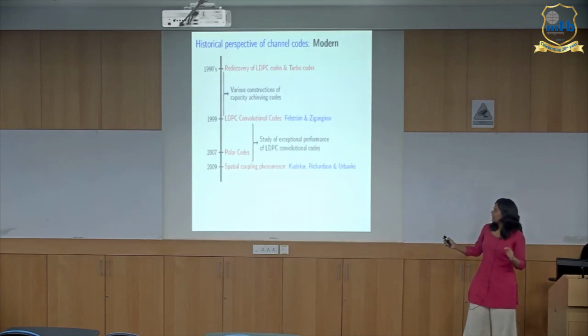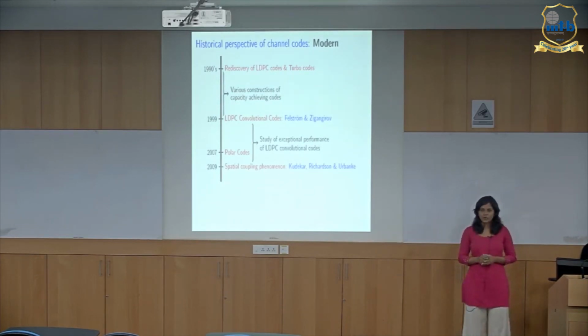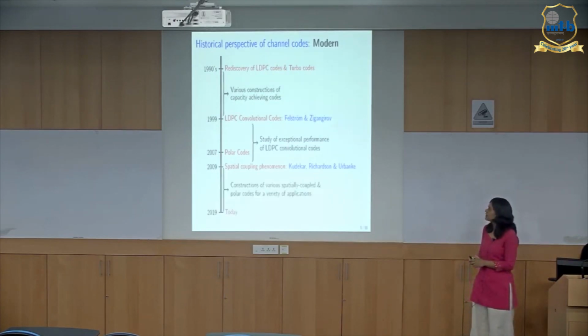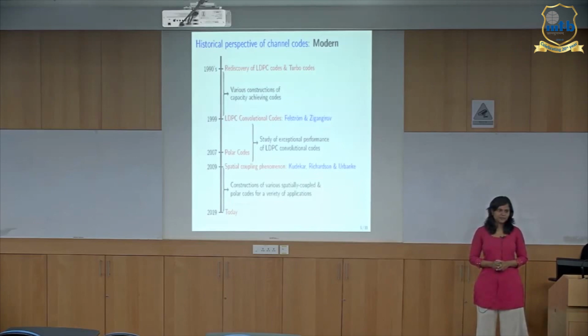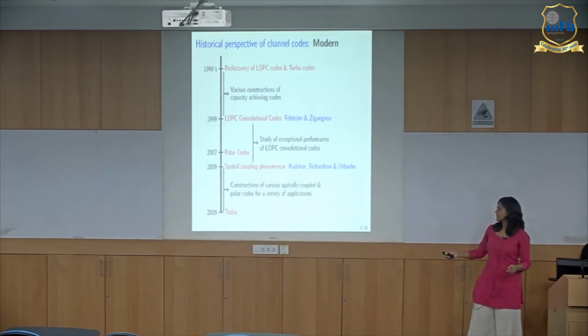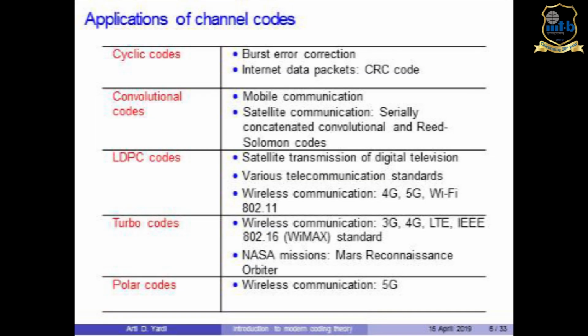And this phenomenon allows LDPC convolutional codes to perform exceptionally well. Now, what is this spatial coupling that I will briefly talk about when I talk about this problem? Just to complete the historical perspective, from 2009 till today, people have been trying to provide various constructions of spatially coupled and polar codes. I would like to motivate with some applications where these codes are used.